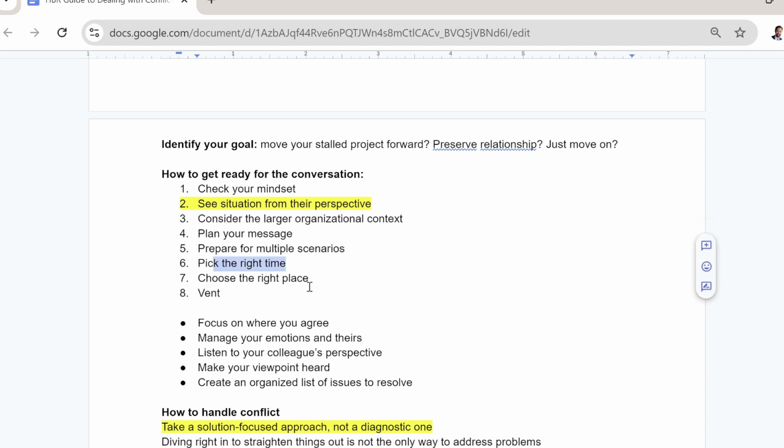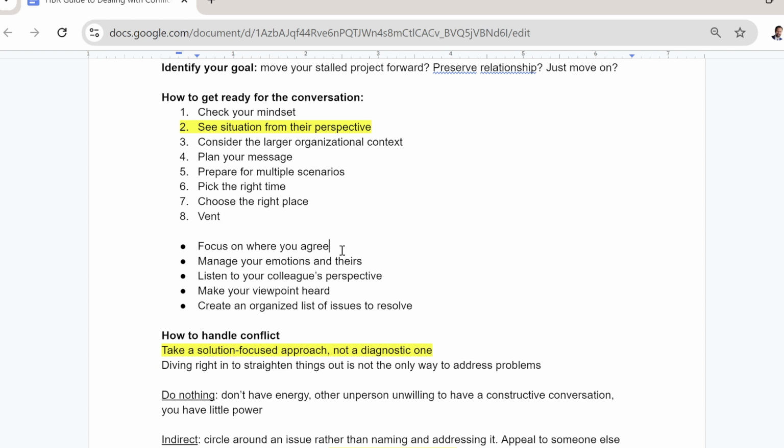Pick the right time, choose the right place, and consider venting before you get into the conversation. Focus on where you agree with the person. Manage your emotions and their emotions. Listen to your colleague's perspective, but also make your perspective heard, and create an organized list of issues to resolve.